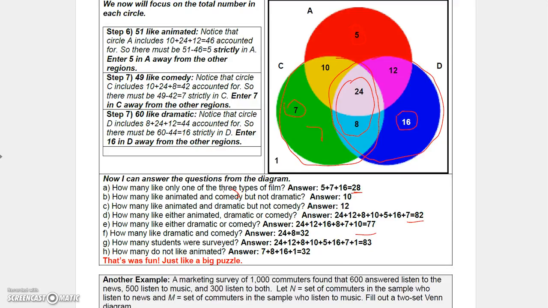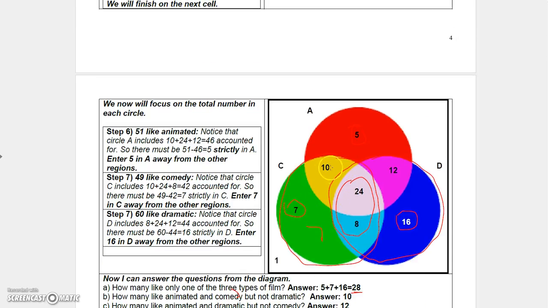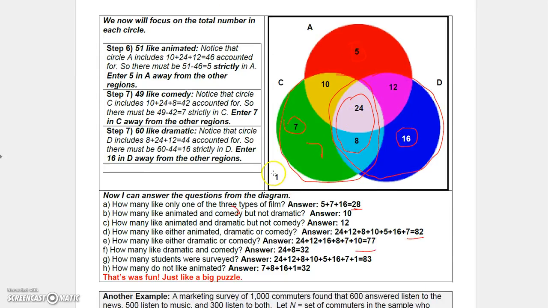And then how many students were surveyed? Well, basically, you just add everything together because all of these are non-intersecting sets. So every one of these numbers represents the elements of non-intersecting sets. If you add all these up, which we already did, we got 82, but then there's one more person out here that didn't like any of them, so the total surveyed had to be 83.